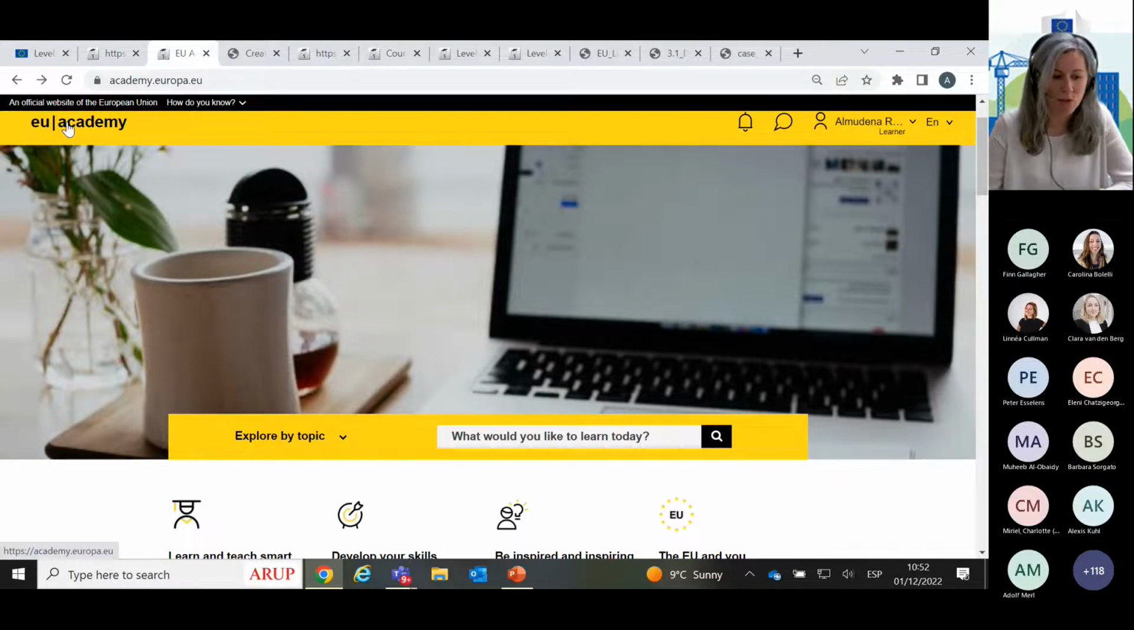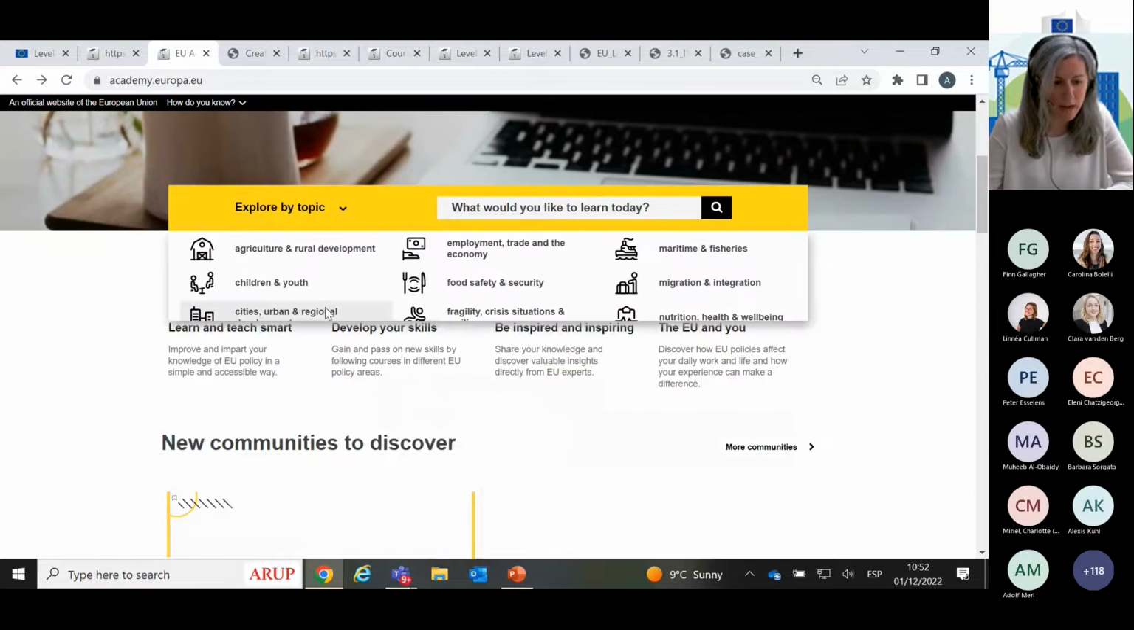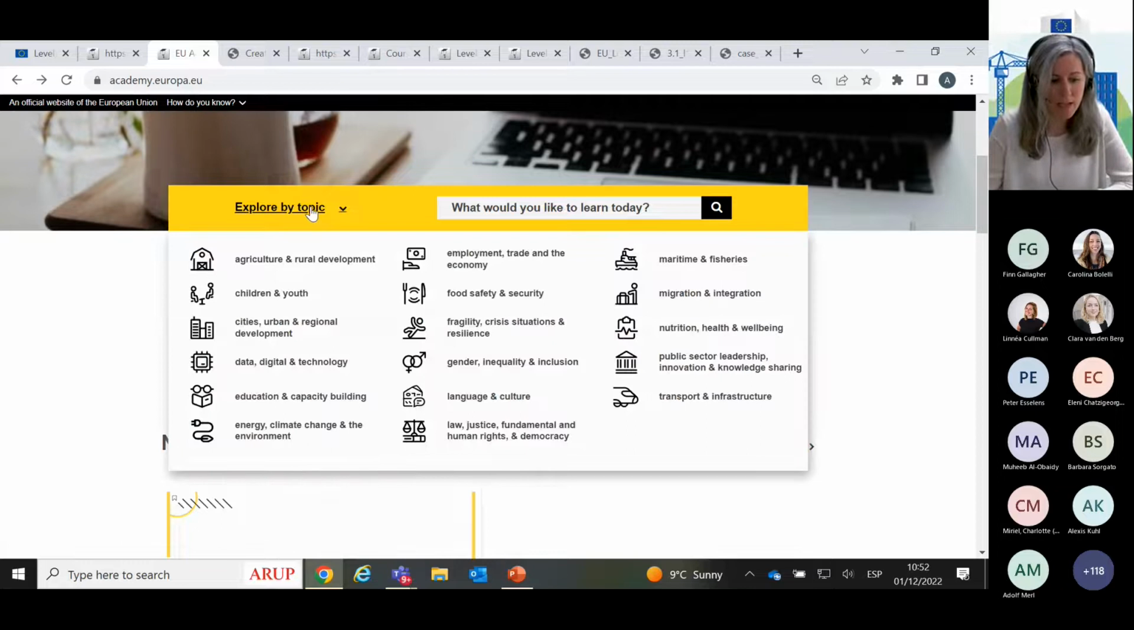Or if you prefer, you can also go directly to the EU Academy, which is the portal for training and education in the European Commission. It has different types of courses, and you can search by topic. There are two ways. This search by topic, and the Levels would be in energy, climate change, and the environment, and also in education and capacity building. But also you can click here and look for Levels or energy or buildings, some different tags that will let you go to the e-learning itself.